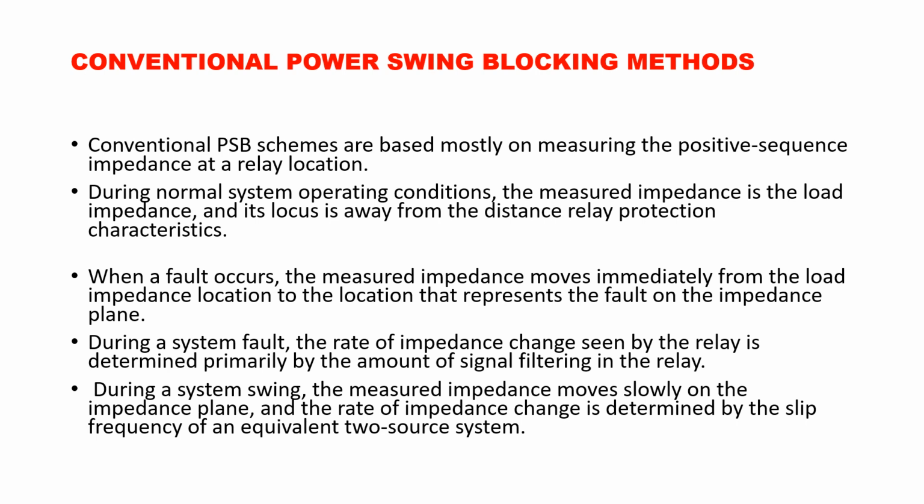Therefore, the ratio of V by I changes. V is less and I is greater, which means the measured impedance is going down, and ultimately it comes closer to the relay setting of the distance relay, the third zone, fourth zone. Then if this measured value enters your setting, the relay is definitely going to operate. So this is the basic fundamental of the blocking.